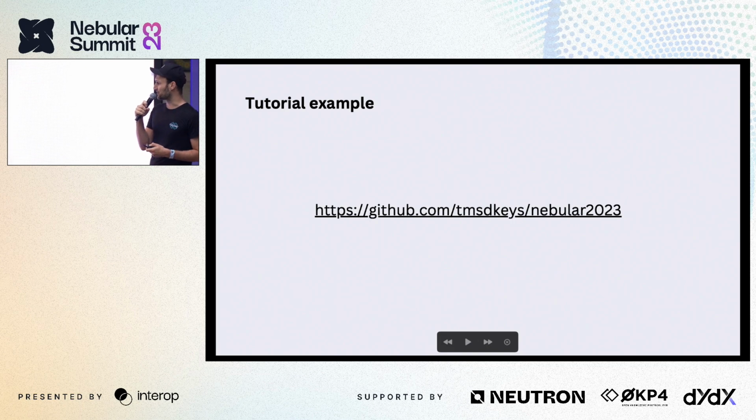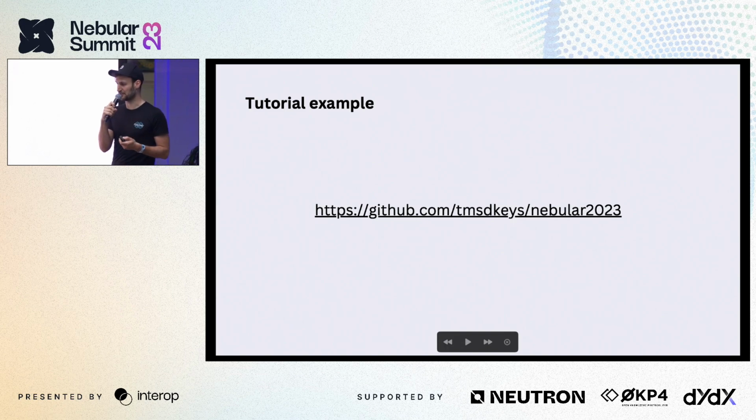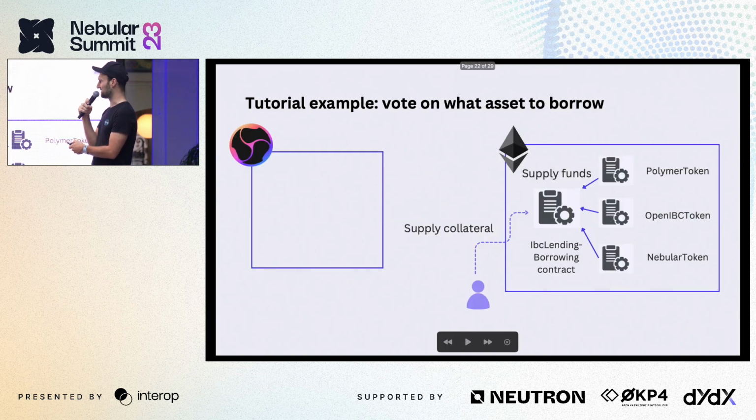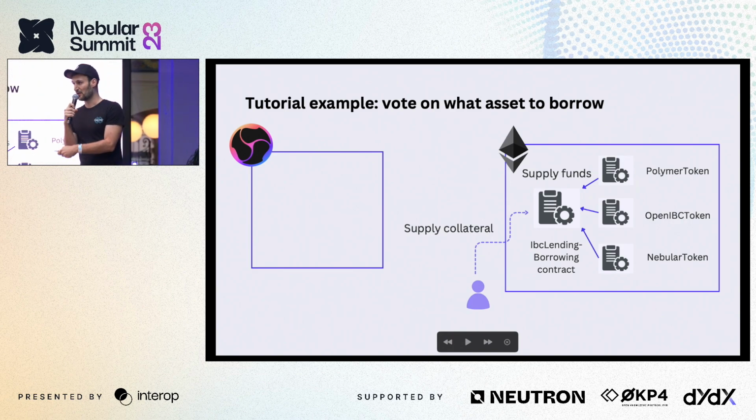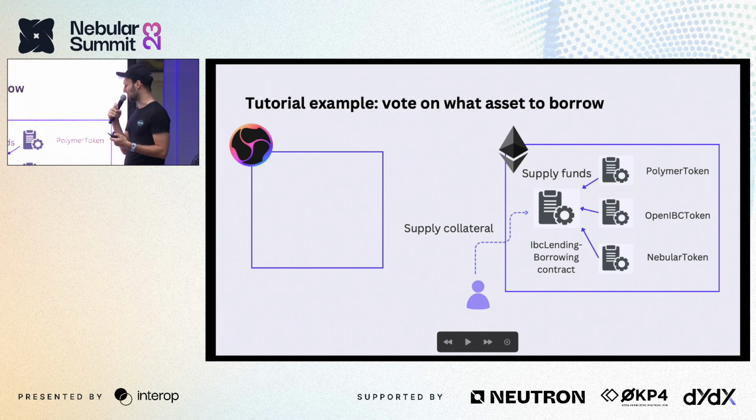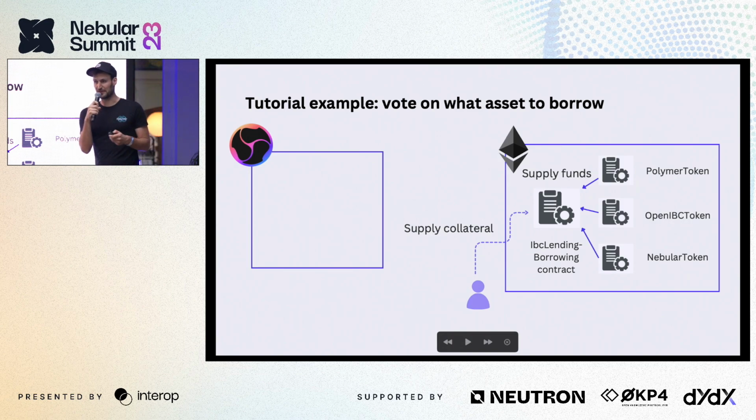So I've prepared a tutorial example. Actually, now that IBC SDK has been open sourced, you can just go to the documentation for it. This will be an example. So very simply, what is happening: we have a Cosmos chain on one hand, we have Ethereum on the other hand. What I prepared was an example of a lending and borrowing contract. So we have an amount of tokens, in this case 3 tokens. We have supplied some collateral as a community.